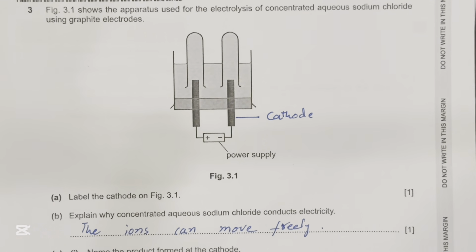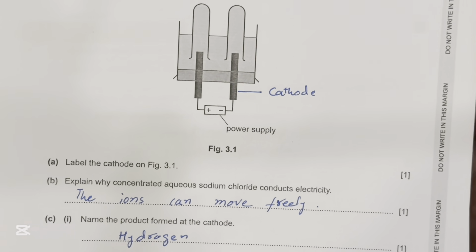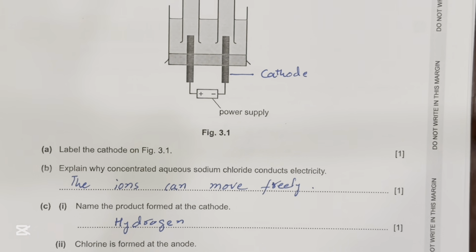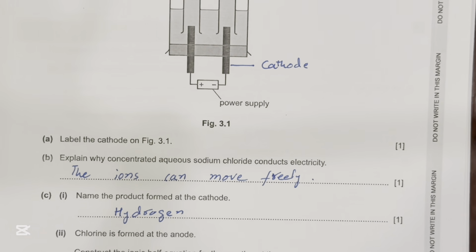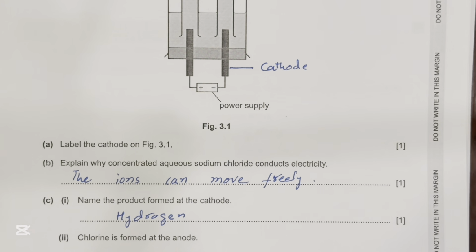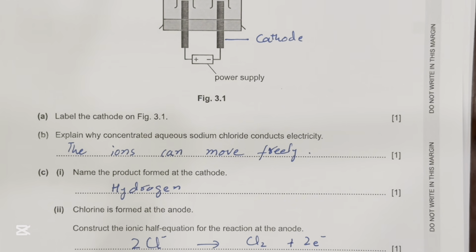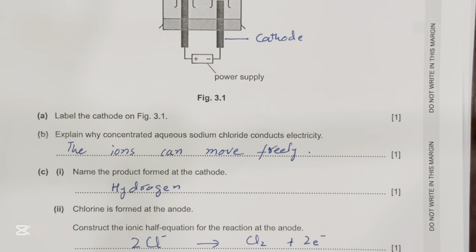Label the cathode on figure 3.1. We know that the cathode is the negatively charged electrode. Explain why concentrated aqueous sodium chloride conducts electricity. Because it has ions that can move freely, that's why it conducts electricity when it is in aqueous form. Name the product that is formed at the cathode.